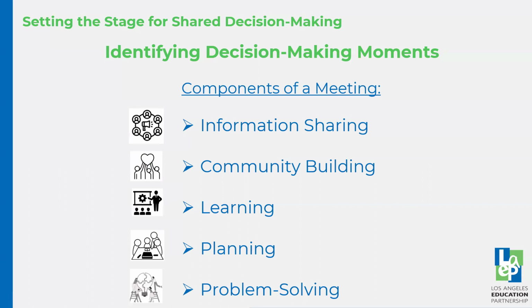Now, where do you think decision-making happens? When you're information sharing, when you're community building, when you're learning, when you're planning, or when you're problem solving? When do we make decisions? If you're thinking planning and problem solving, you're correct. When you give your colleagues or your teams opportunities to plan and problem solve together, this is when you have the opportunity to allow for shared power and shared decision making.